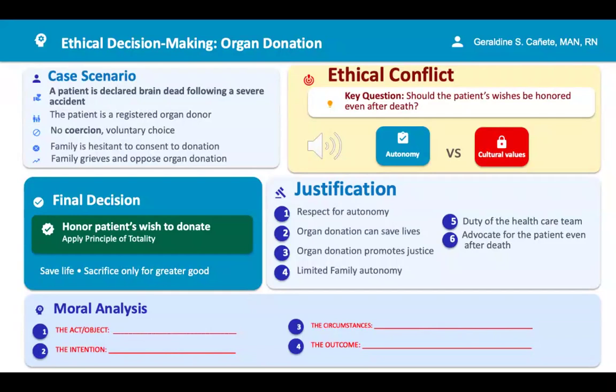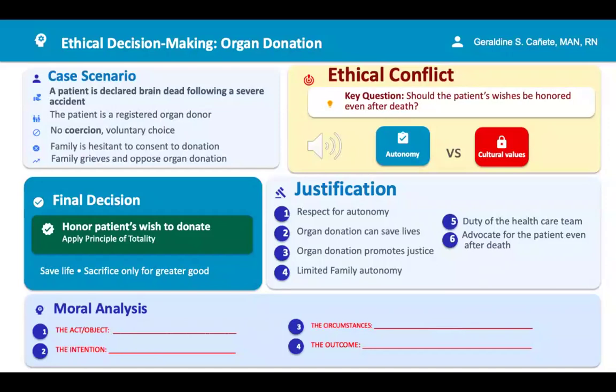Let's talk about the family's grief and cultural beliefs. The family's grief and cultural beliefs are undeniably important and deserve our utmost respect and sensitivity. However, should these considerations automatically override the patient's prior autonomous decision, especially when that decision could save lives? So, where do we draw the line between respecting cultural values and upholding individual rights?